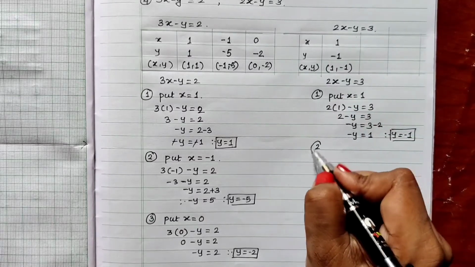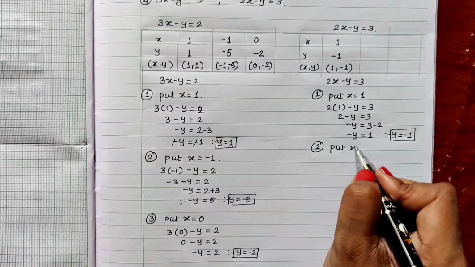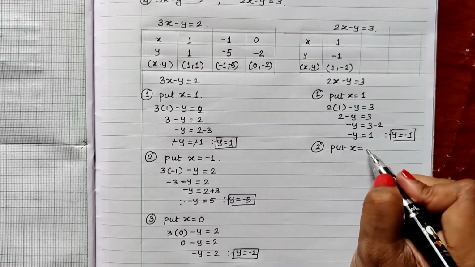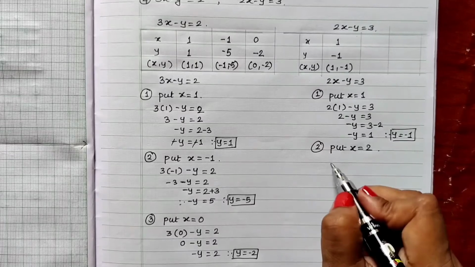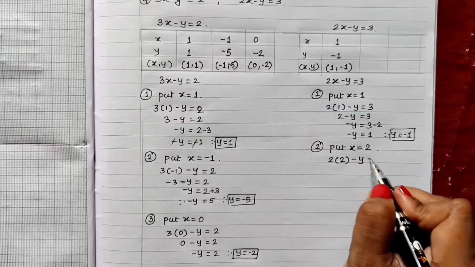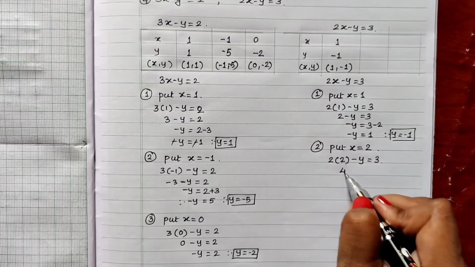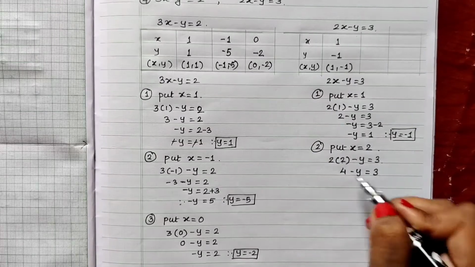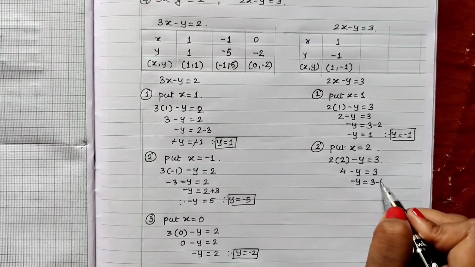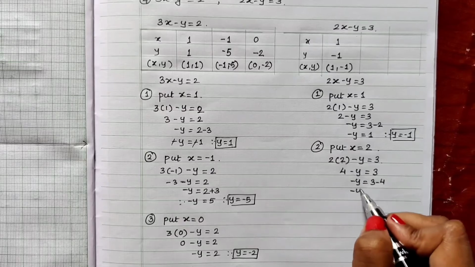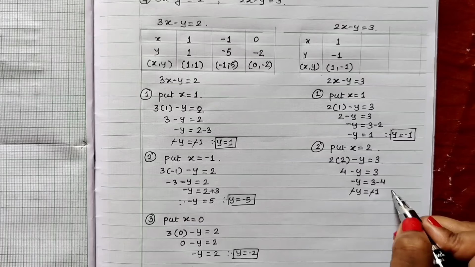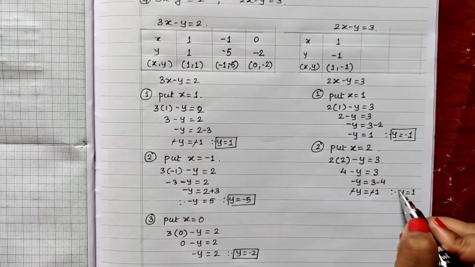Now let us put the other value of x. Put x is equal to maybe 2. Okay, x is equal to 2. So 2 into 2, x value is 2, minus y is equal to 3. 2 twos are 4. 4 minus y is equal to 3. Minus y as it is I write, 3 as it is I write, this plus 4 I bring on this side, it becomes minus 4. So minus y is equal to 3 minus 4, which is minus 1. Minus sign on both the sides gone. Therefore y is equal to plus 1.